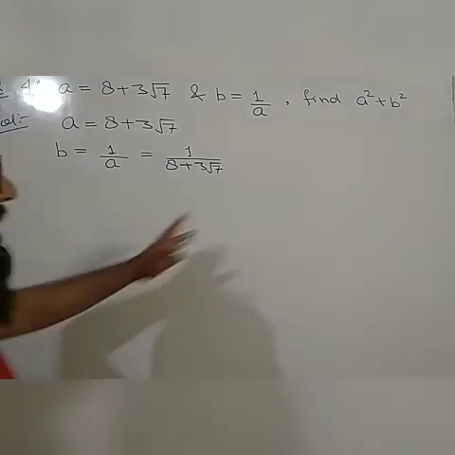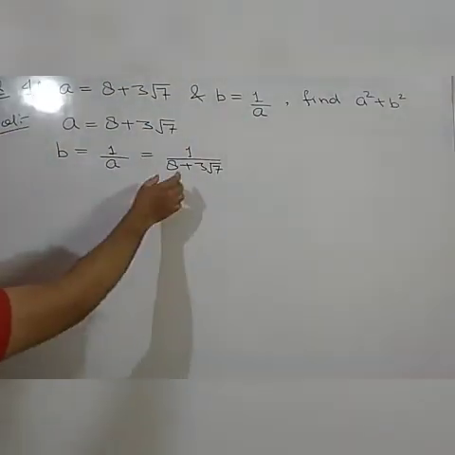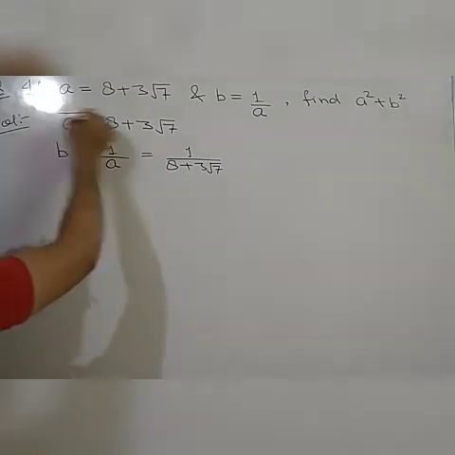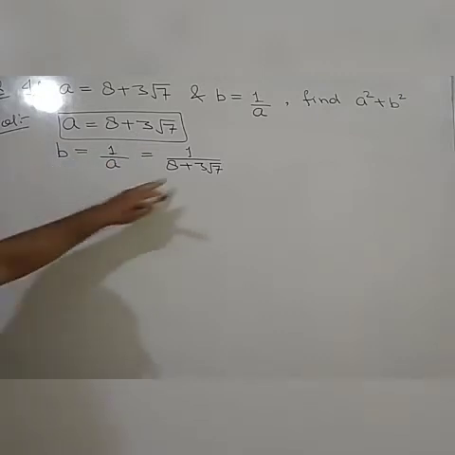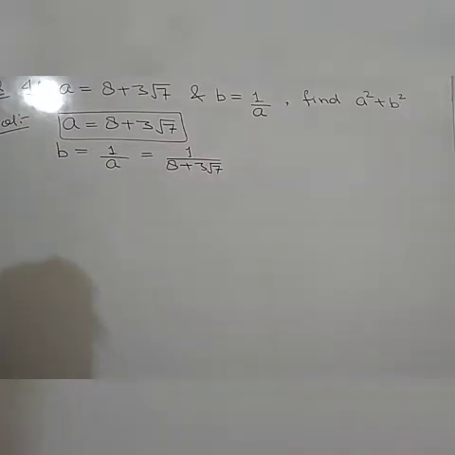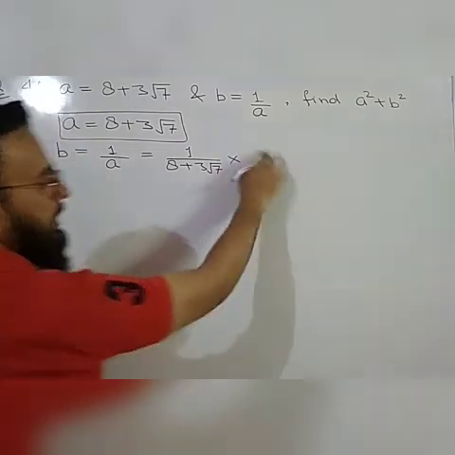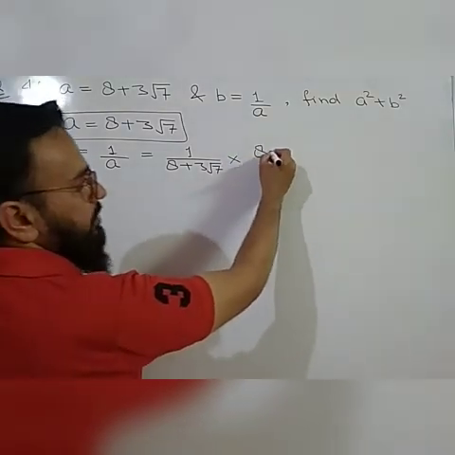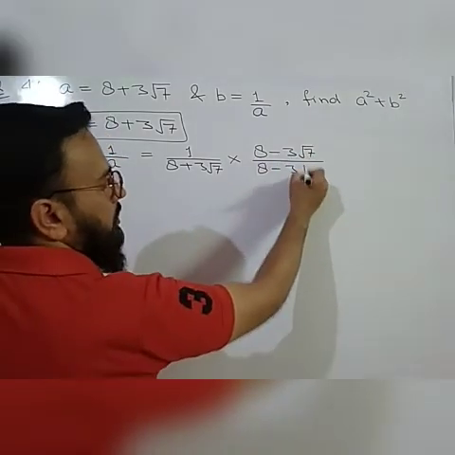Now, since we have to find the value of a square plus b square, first let us rationalize b. a is already in rationalized form, so we need not rationalize a. But the term b has a square root in the denominator, meaning it is irrational. That means we have to rationalize this term b. So for rationalization, we will multiply it by its rationalization fraction, that will be 8 minus 3 root 7 upon 8 minus 3 root 7.